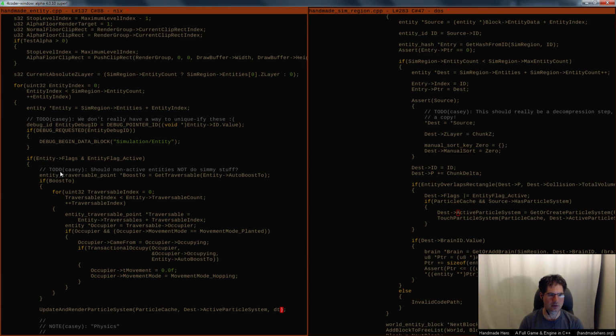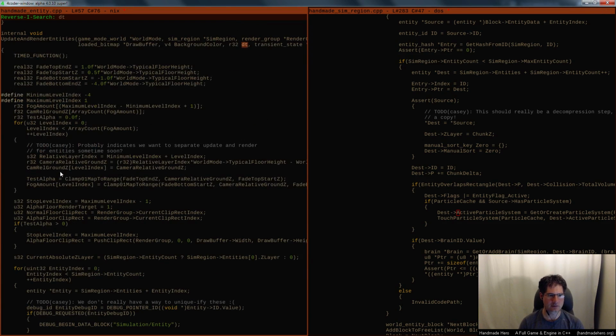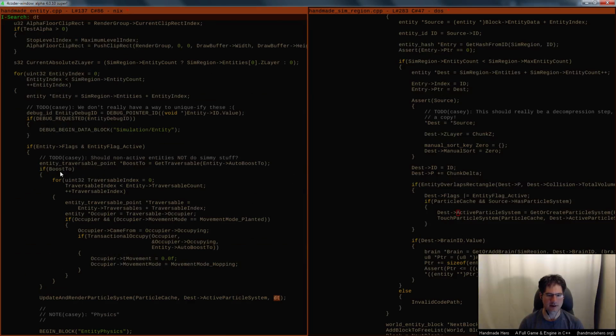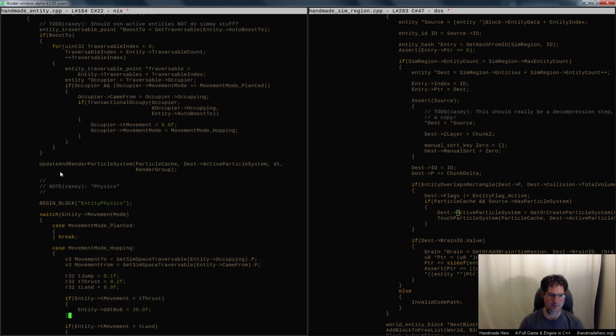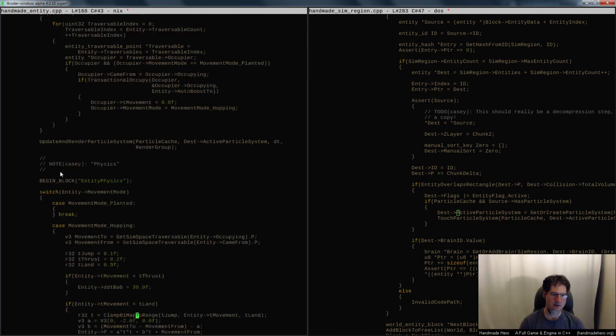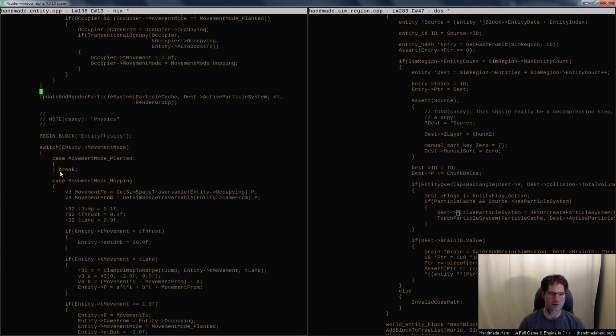I also don't know, do we know what our DT is? Where's our DT at? Yeah, so we also need our time step, and we've got it, so that's good. We'll need our render information. But other than that, I don't know how much more we would really need. That's basically what we're looking at so far. Yeah, so now we are starting to see the API take shape a little bit.